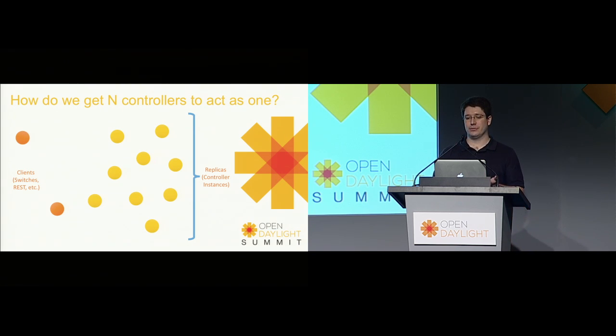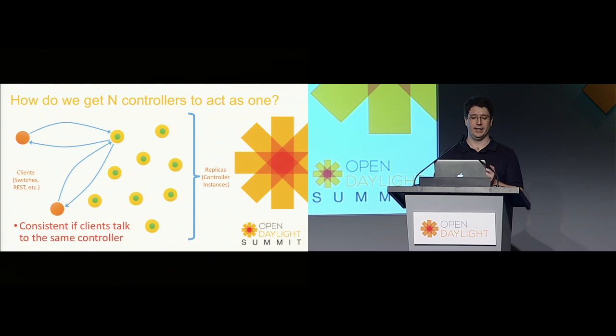But if you have n controllers, and they all sort of start off sharing the same idea of what the network looks like, let's say that it's green, then it's all consistent and everything is happy as long as your clients talk to the same controller. They'll get the same idea. So if you have 2 different clients, they both talk to the same controller, same as before, they're both going to find out the same answer to whatever question they might ask.